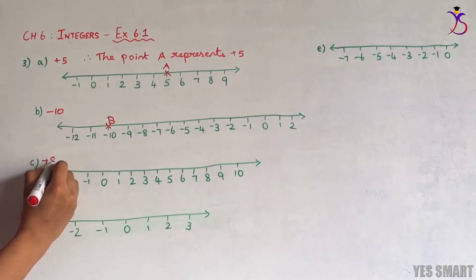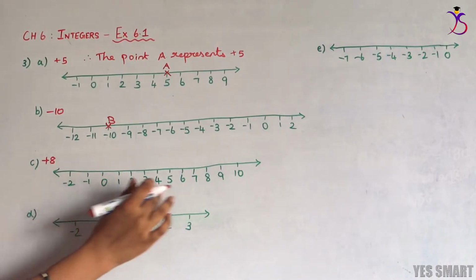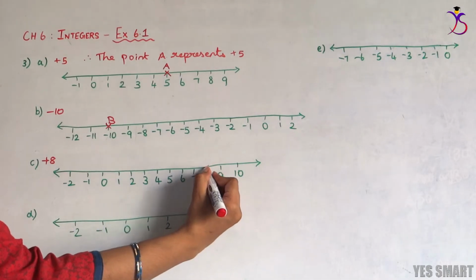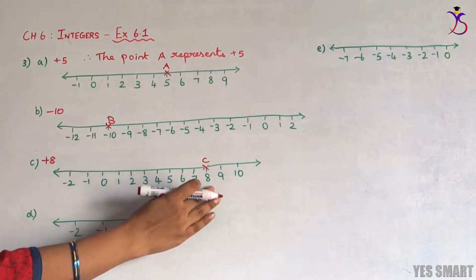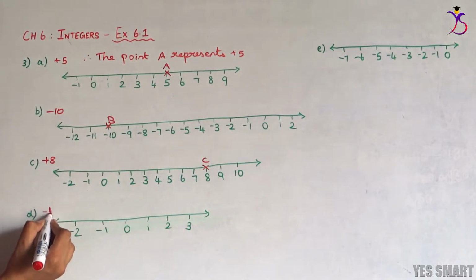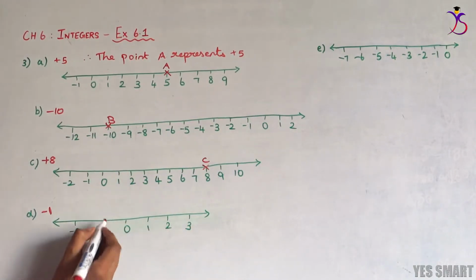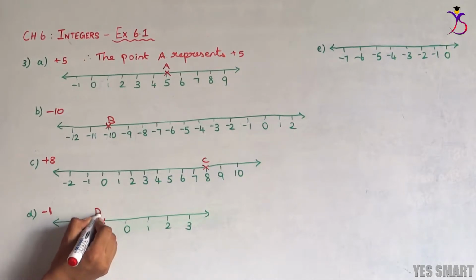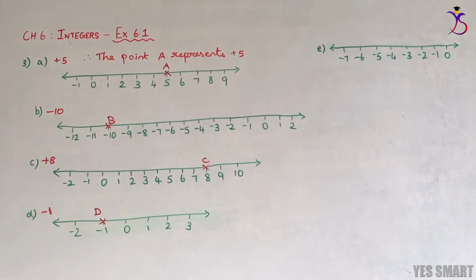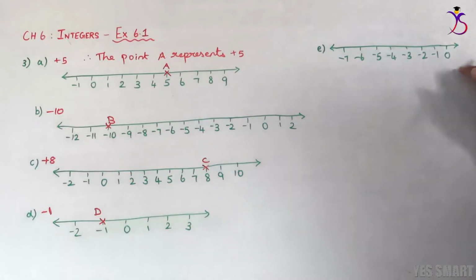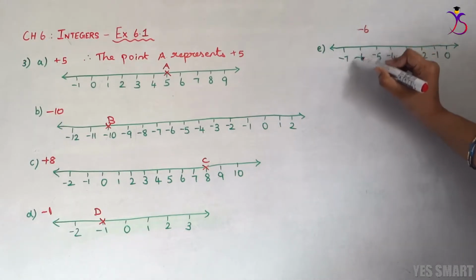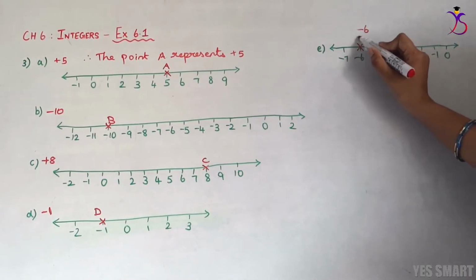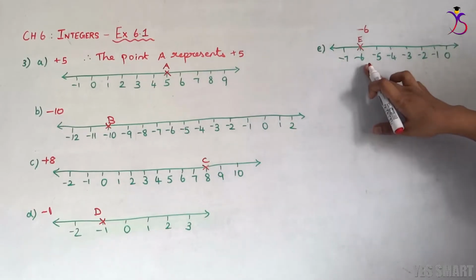C sum, plus 8. Plus 8 is here. I am just marking it and naming it as C. Therefore, the point C represents plus 8. Next, minus 1. Minus 1 is here. I am just marking it and naming it as D. Therefore, the point D represents minus 1. Last subdivision E, minus 6. Minus 6 is here. Therefore, the point E represents minus 6. We are supposed to write an inference for all these sums.